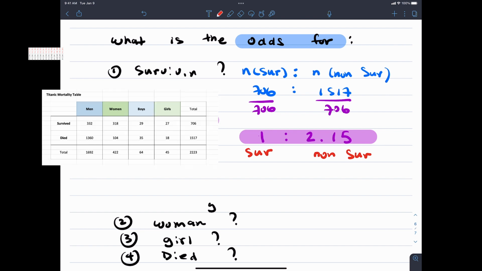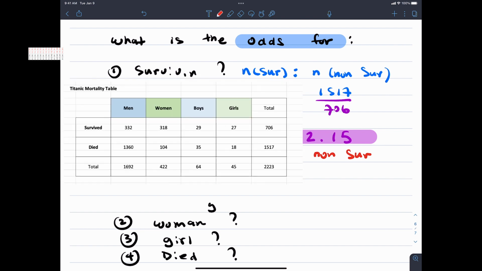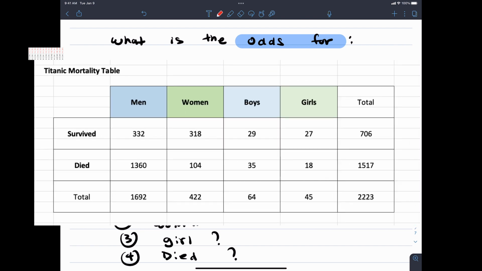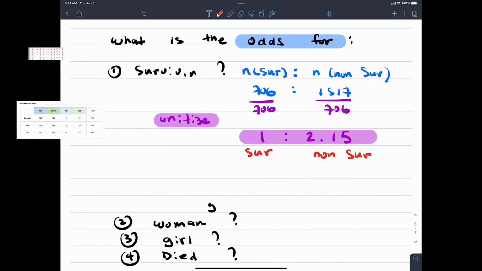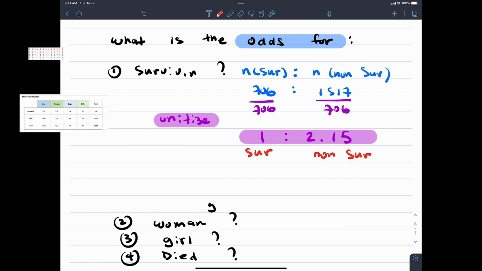Did I make a... Oh, good question. Here's the question. Why don't we use the 2,223? Because in the definition of odds, there's two numbers. Number of survivors, that's right here, to the number of non-survivors. That's not N of S.